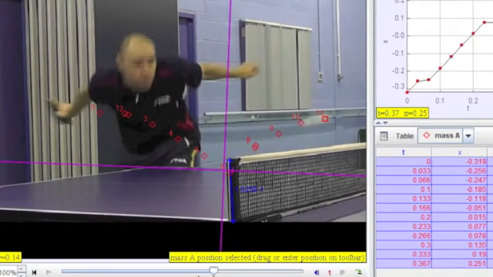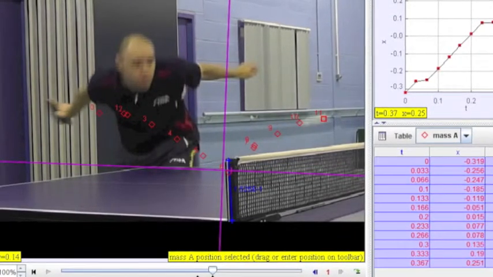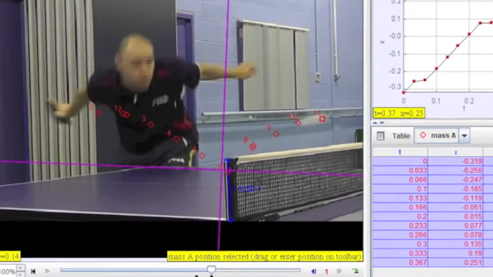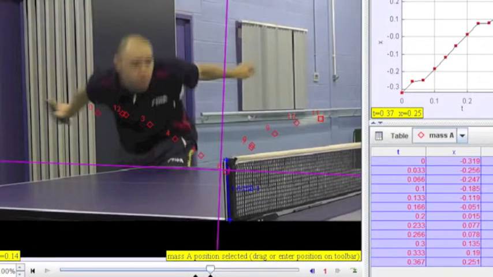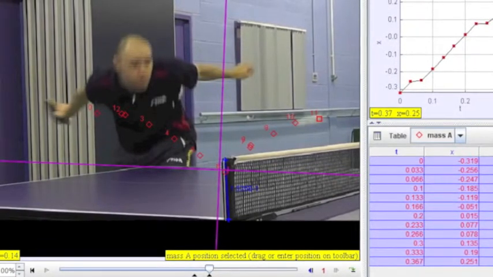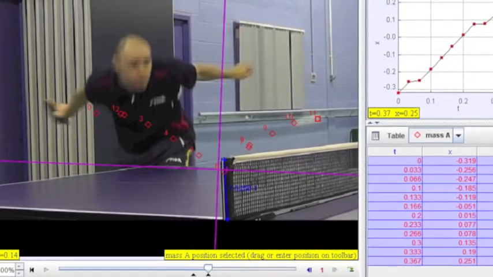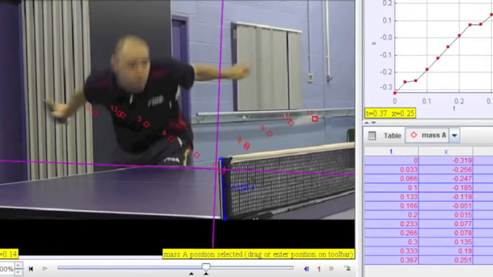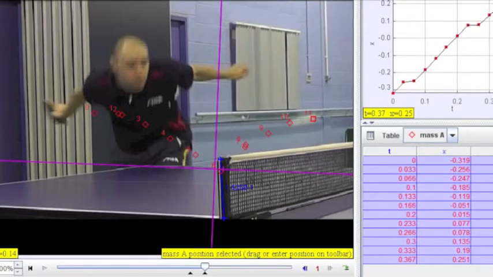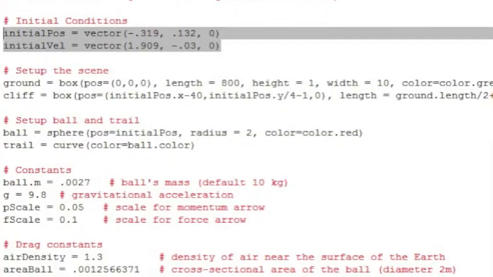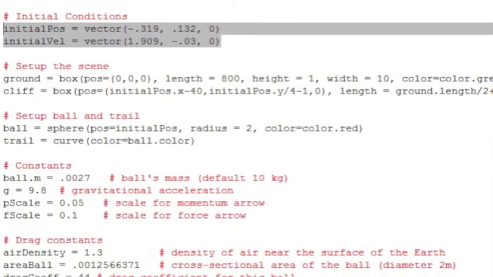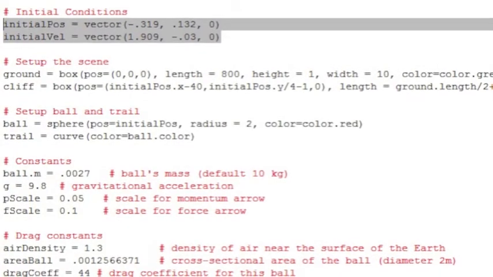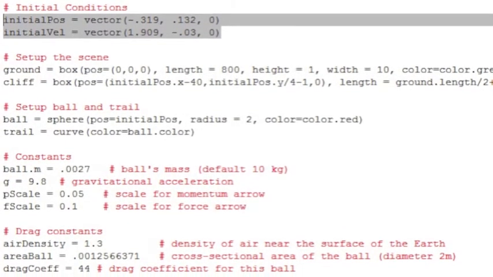Tracking a serve with backspin, I found the initial position of the ball to be negative 0.319 meters in the x direction and 0.132 meters in the y direction, and the initial velocity of the ball to be 1.909 meters per second in the x direction and 0.03 meters per second in the y direction. I plugged these initial conditions into my code for air resistance and plotted the video data and the computer model on the same scatter plot.